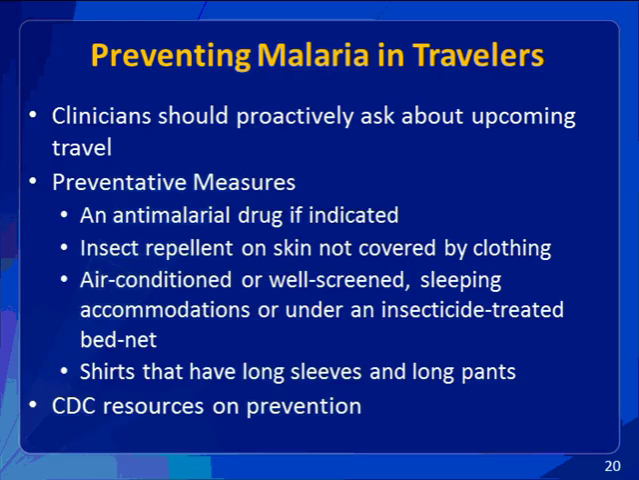In general, preventing malaria infection in travelers involves a few basic steps. Taking an antimalarial drug if indicated. Using insect repellent. Sleeping in accommodations that are either air-conditioned or well-screened, or under insecticide-treated bed nets, and wearing protective clothing. The CDC malaria website is a good resource for information on prevention, details where malaria transmission occurs, and the appropriate antimalarial drug to prescribe.